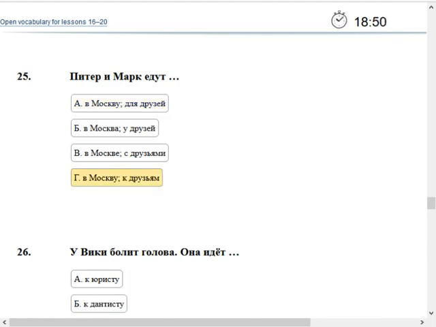So it's v Moskvu, and then, okay, для друзей. Well, they didn't go for friends. That would be a weird phrasing even in English. They went into Moscow for friends. I guess you could say that, but no, they went to friends. So в Москву к друзьям. They went in Moscow to friends, to see friends.